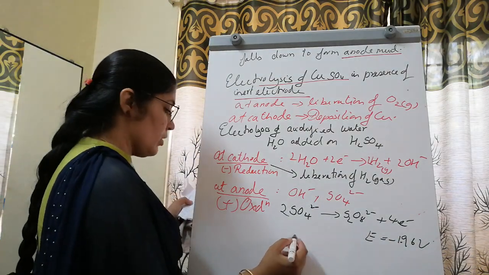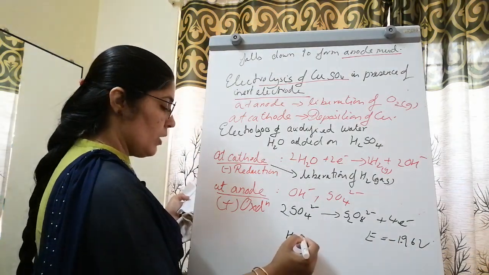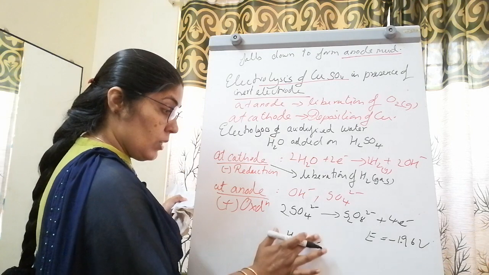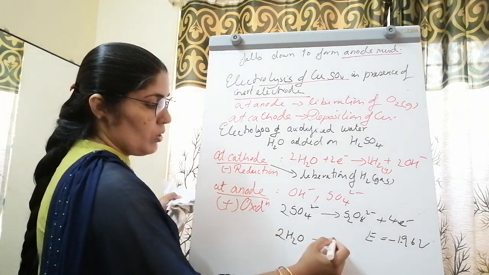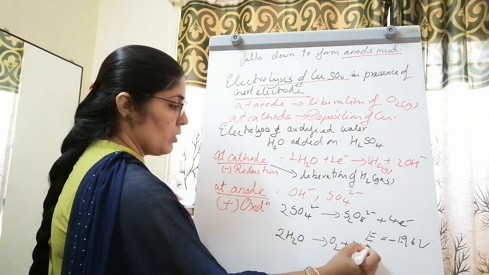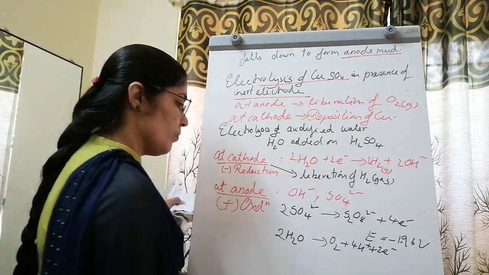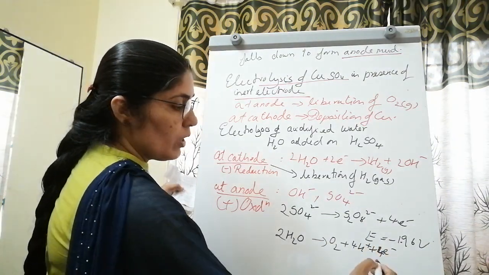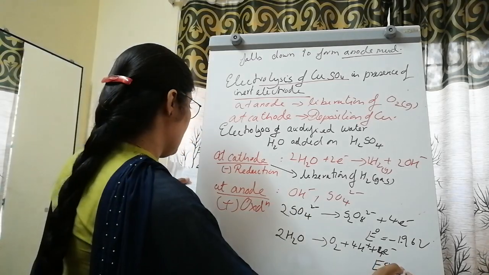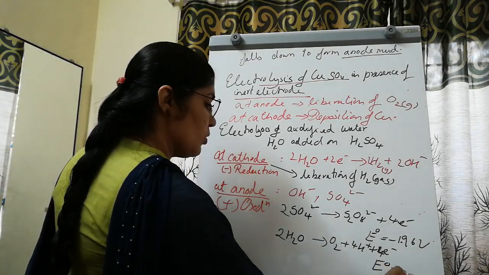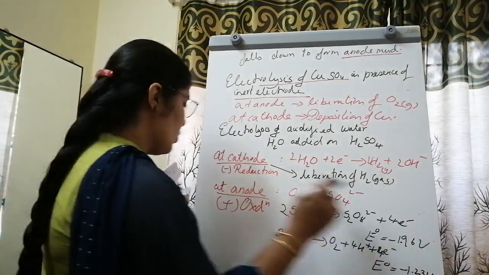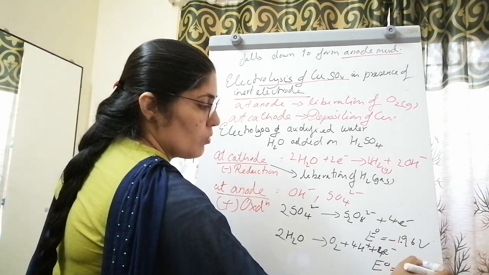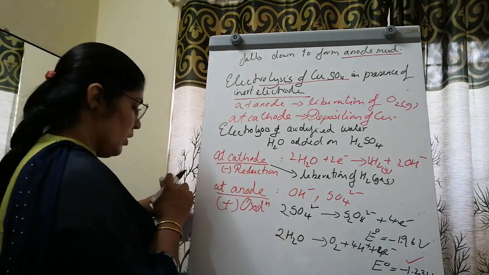Similarly, you will be having the oxidation of water also. Water is undergoing oxidation, so 2 water molecules give O2 plus 4H plus plus 4 electrons. Now this reduction potential is found to be minus 1.23 volt. So you can see here which type of oxidation is favored. The oxidation which is favored is the one with the higher reduction potential.